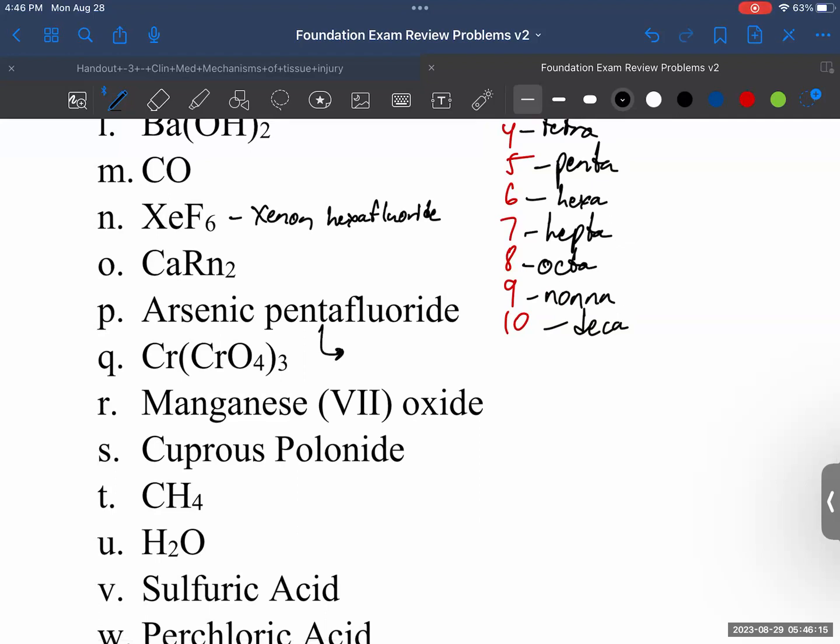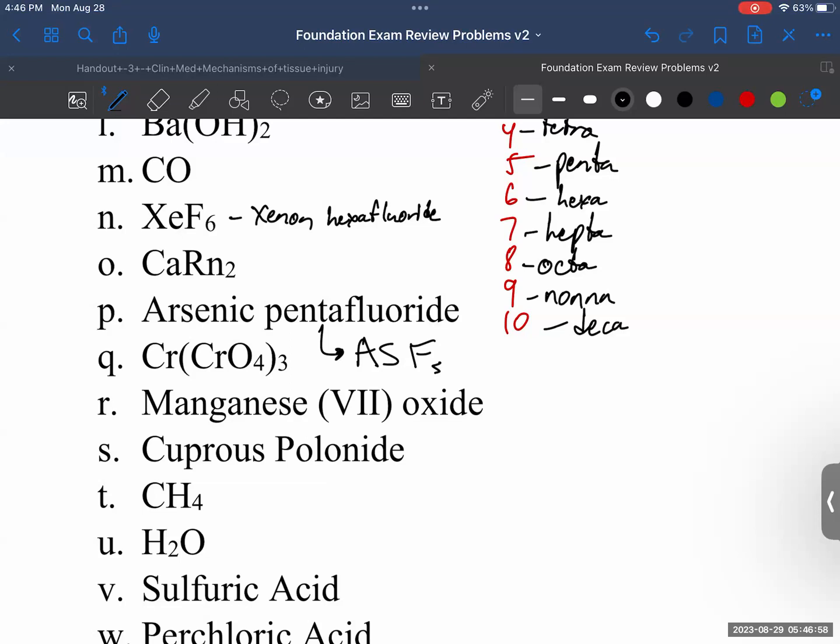So arsenic pentafluoride. We have any other brave volunteers come up and write what the name could be? Arsenic pentafluoride. That is correct. AsF5, arsenic pentafluoride.